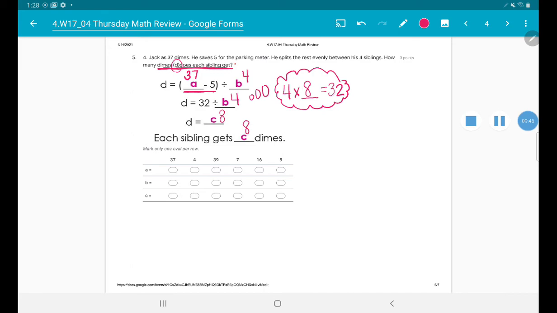Each sibling gets how many dimes? 8. All right, so A was equal to 37, B is equal to 4, and C is equal to 8. Each sibling gets 8 dimes. Okay, so it looked a little scary, but was that really hard once we broke it down? No. What do the parentheses tell you to do? To take care of that first. All right.